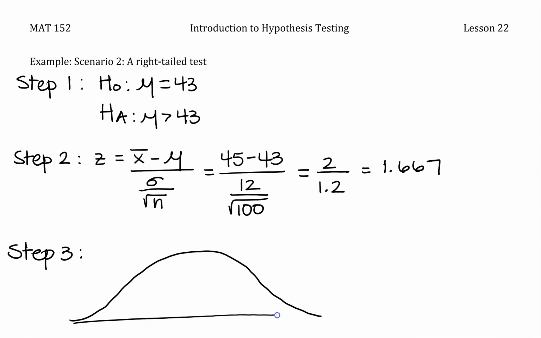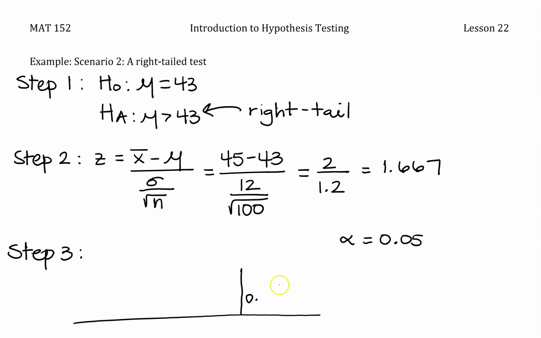So now for step 3, I am going to determine my critical value and draw my rejection region. We are still using the same alpha level of significance equal to 0.05. This is a right tail test because the inequality in HA points to the right. So now this time we will have the area of alpha, 0.05, completely on the right side of our bell curve, a right tail test.